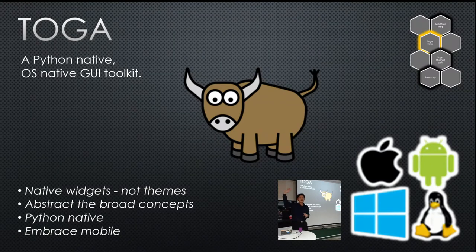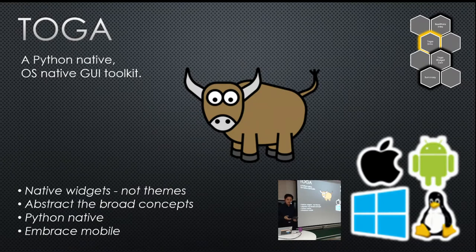Any Game of Thrones fans here? It's like Arya wearing a mask, right? But when Arya wears a mask, it's still Arya, it's not really the other person. But what we have here in Toga, you develop in Python, and it runs as the real person in that particular target. So it's different. It looks like a native application because it is a native application. It's not a mask. It's not a covering.